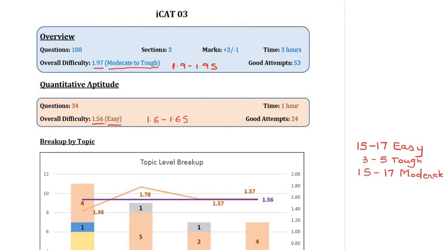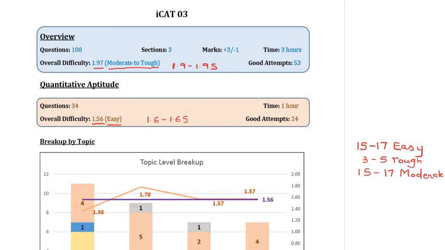Now, why do I call it a gray area? Simply because a question that is rated moderate by one faculty can also be rated tough by somebody else. Similarly, a question rated moderate on the other side can be rated as an easy question by somebody else. So something that is moderate is something that is not really purely easy or purely tough.